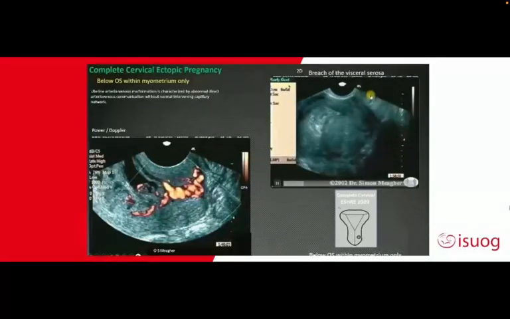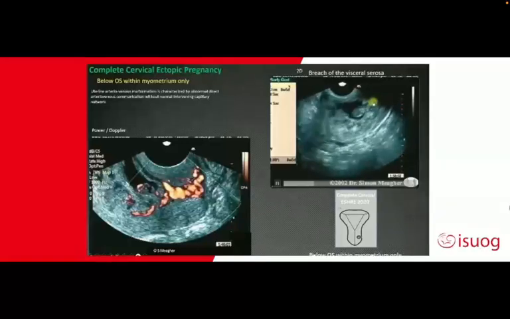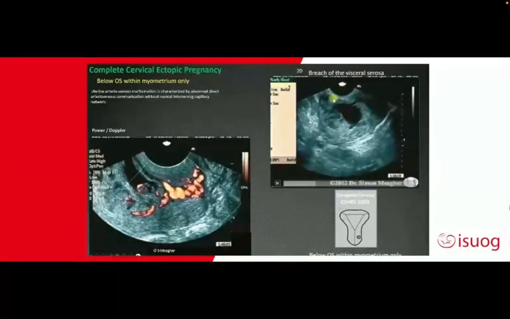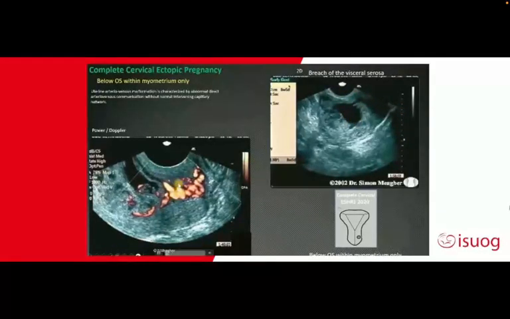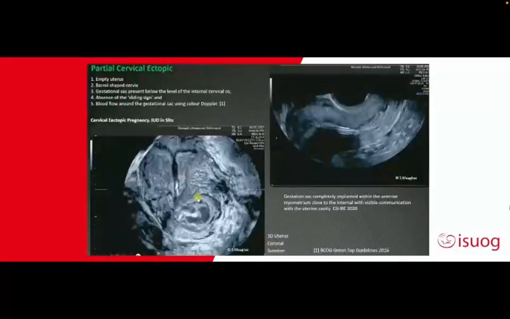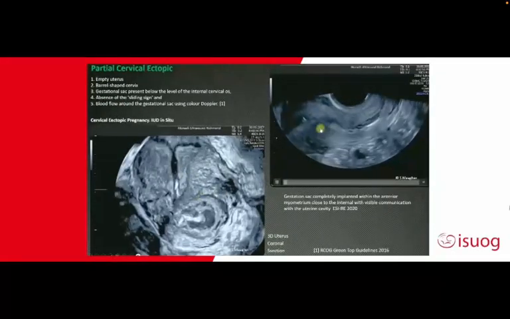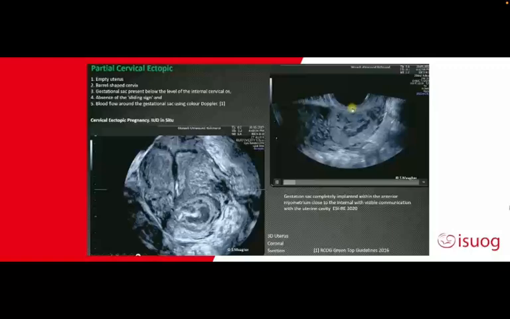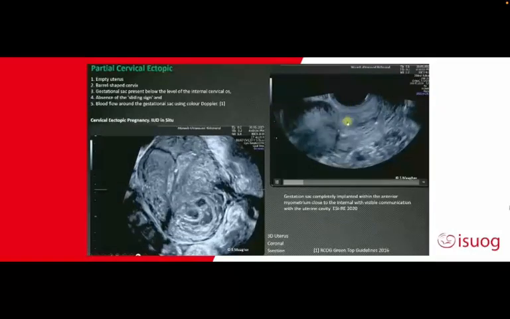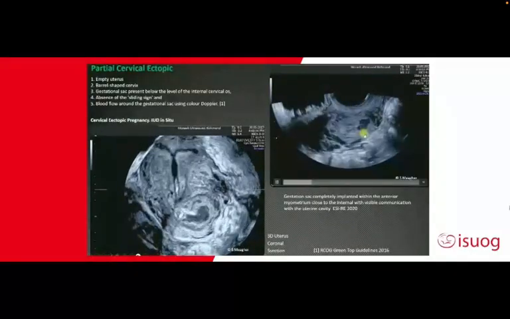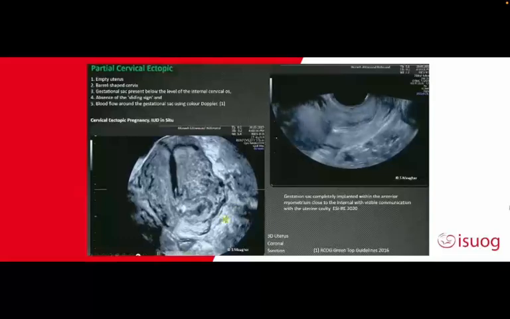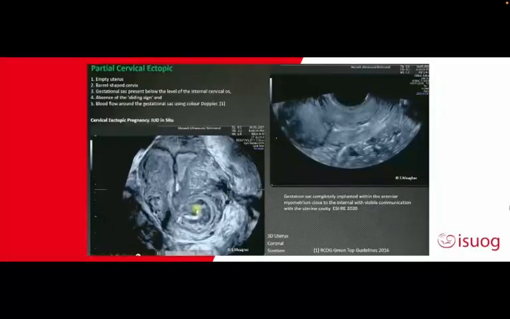And if you look at here, the pregnancy is entirely within the cervical canal, but much later in gestation with a very strong vascular appearance. And remember, if you ever see an IUD in situ and a coexistent pregnancy or positive beta HCG, it's likely to be a coexistent ectopic pregnancy. And in this case here, another partial cervical ectopic pregnancy.